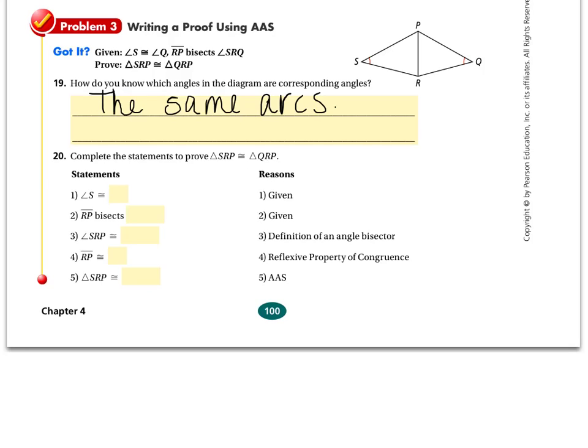Now, we need to complete these statements to prove on number 20 that triangle SRP is congruent to triangle QRP. So we always start with our given statements first, and we have two of them. The first given statement says that angle S is congruent to angle Q. And segment RP bisects angle SRQ.